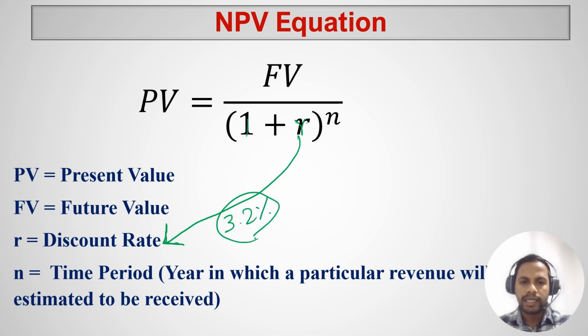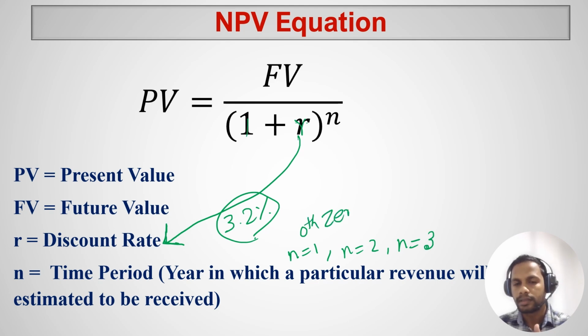Then n is the number of periods, like every year. Year 1 means you are crossing 1 year, so n becomes 1. Second year revenue, n becomes 2. Third year revenue, n becomes 3, because you start the project at the 0th year and all the revenues come after. And future value is the revenue received in the future, that is, the actual cash flow in your cash flow.